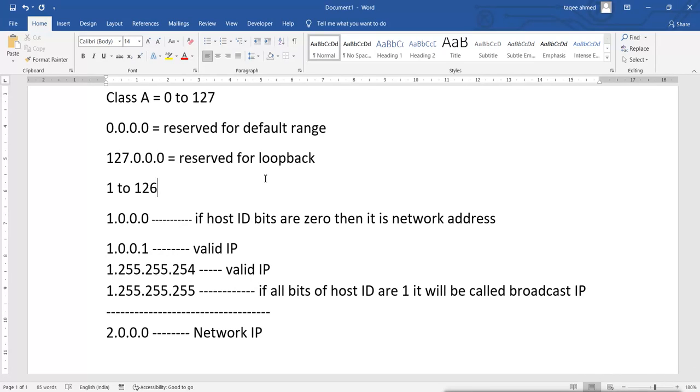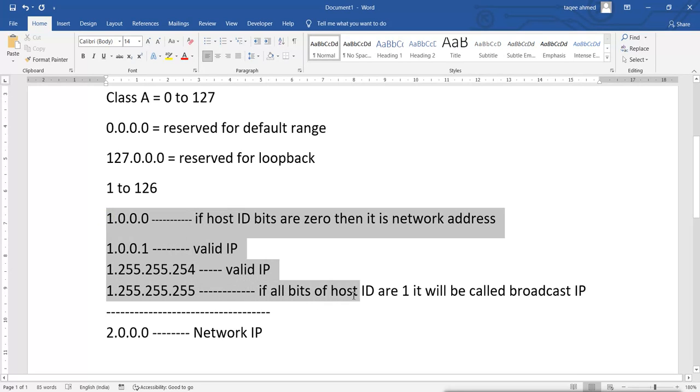Now in class A, how many IPs are they getting? That means in one network of class A, this is your one network. Your network is starting from 1.0.0.0 and it is ending on 1.255.255.255. Now in between these two IPs, how many IPs do you have? Total IPs are from network to broadcast, and if you want to see how many you can use, then it is the first valid IP to the last valid IP. So how much you can use is this.